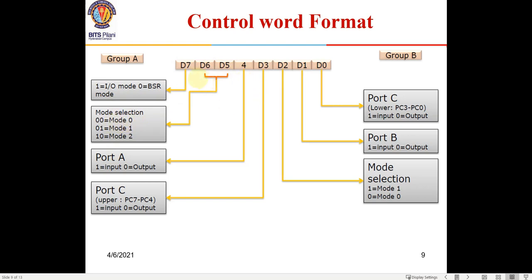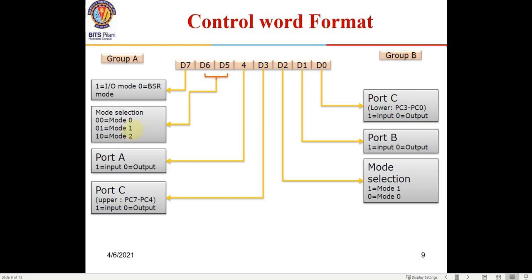This is all for group A. If you see, these 4 are for group A. If it is 0 0, then port A is going to work as mode 0, and if it is 0 1, then it is going to work as mode 1. If it is 1 0, then port A is going to work as mode 2. Obviously, when you configure it as mode 1, 4 lines of port C will be clubbed and used for handshaking. So that automatically it will do.